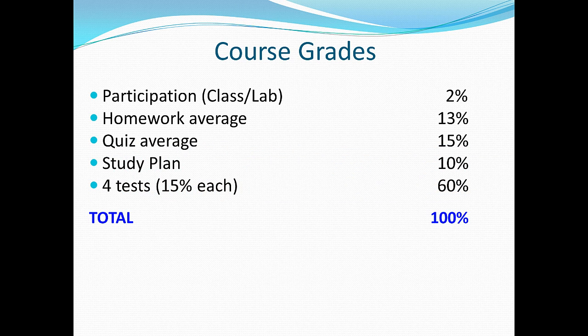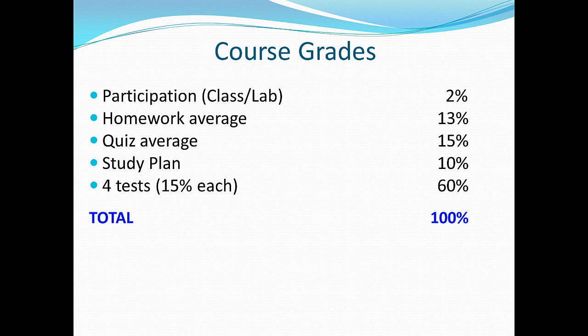Your grades will be determined exactly as follows. The individual instructors really don't have much at all to do with your grade. Everything is done centrally in the math lab so that everyone is treated exactly the same. Your participation points for coming to class and going to the lab are 2% of your grade. Your homework average is 13% of your grade. Your quiz average, 15%. There's something called a study plan, which we'll talk about a little bit more, which is 10%.